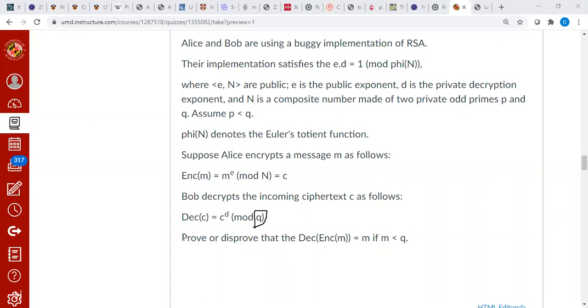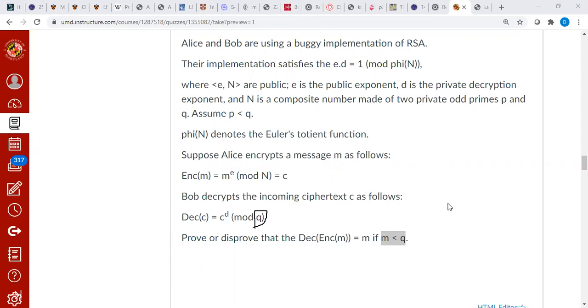We are asked to prove or disprove that encrypting the message M and then decrypting it, meaning getting back the original message, gives the same message if M is less than Q. In other words, prove or disprove that this assumption is true if M is less than Q. So that seems to be an interesting problem. We have a buggy implementation, and we need to find whether this bug will disappear if our input message M is less than Q, meaning we tried for many M less than Q. If the decryption of encryption of M is M, we know it's very likely right, otherwise wrong.